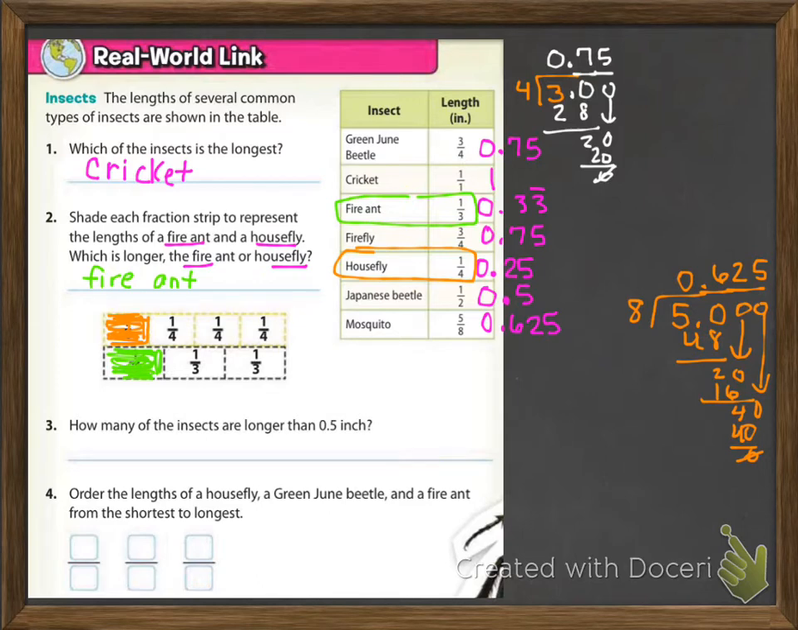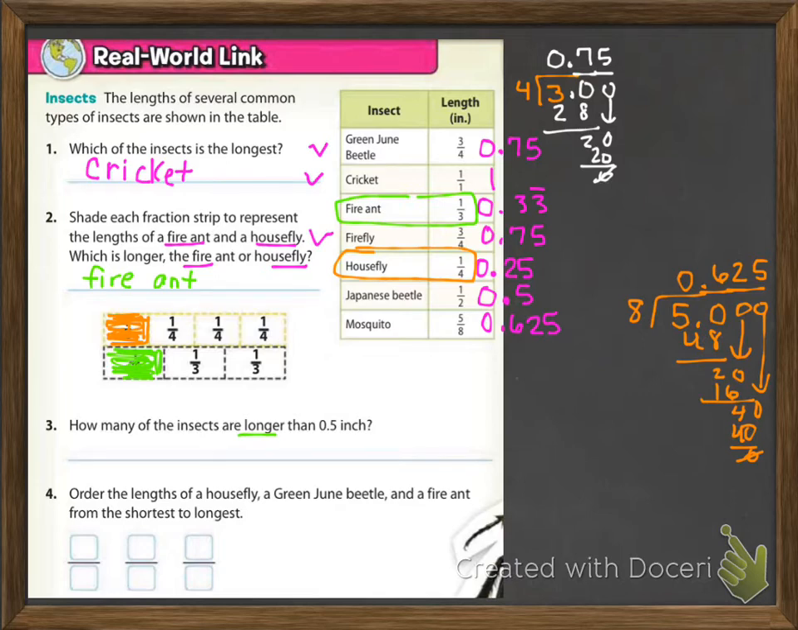So you want to look and see, remember it's longer, so we're looking to see how many are longer than 0.5. So I'm going to change colors now to pink again, and I'm just going to put a check mark on the left-hand side if it's longer than 0.5. So as you can see, the green June beetle is, the cricket obviously is, the fire ant is not, because 0.33 is not larger than 0.5. The firefly is, the housefly is not.